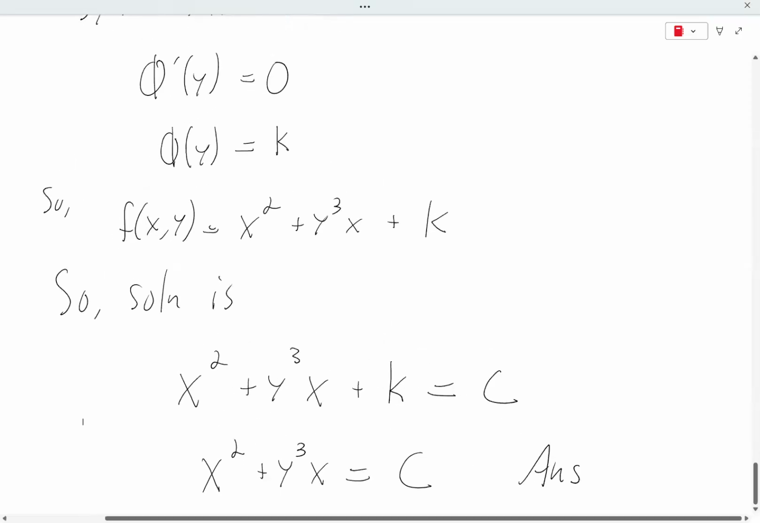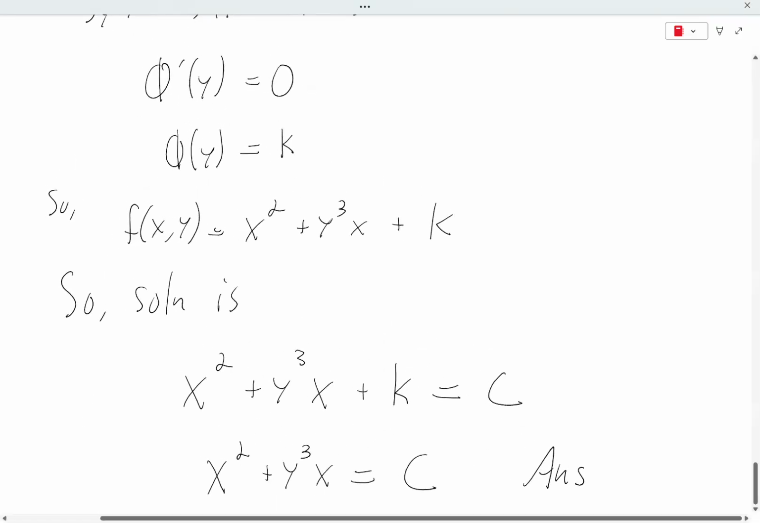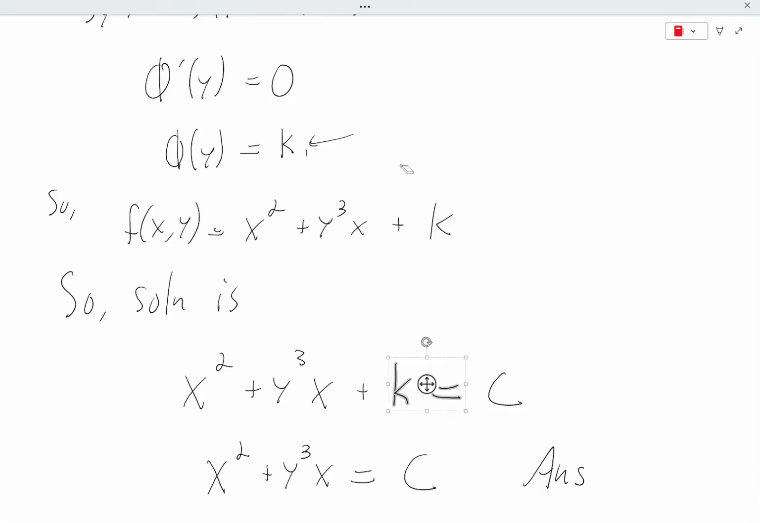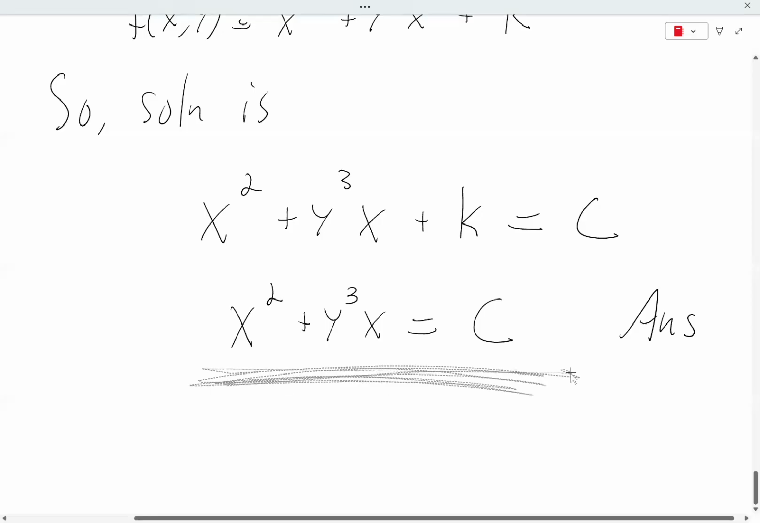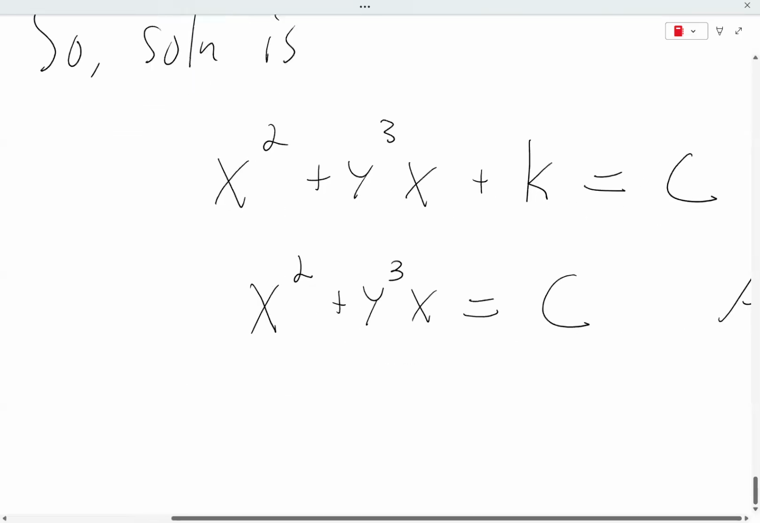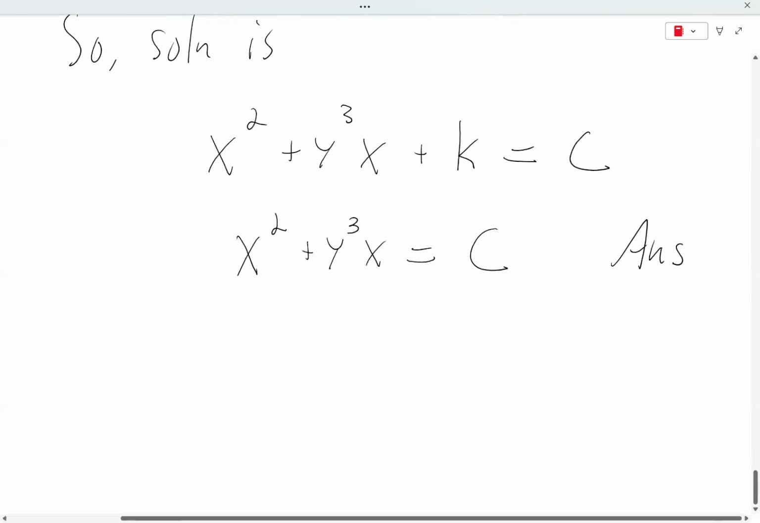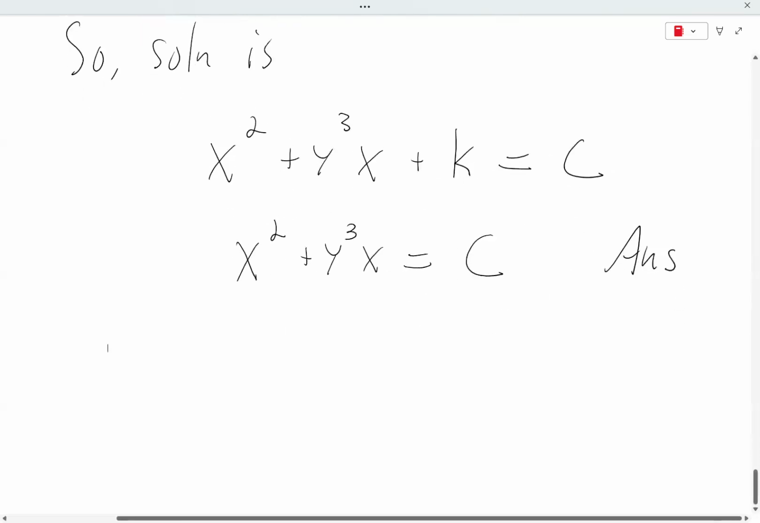And by the way, whenever you do this antiderivative and just get a constant, you could let the k be 0. You could put a plus k here, but it just gets absorbed over here anyway. So you can leave that k as 0 if you like. But anyway, this would be it. That's the solution to the differential equation. So that's the answer there.